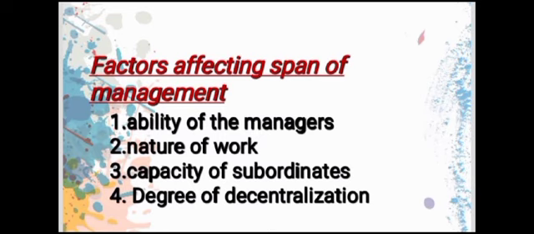Next, fourth one, degree of decentralization. Decentralization means the disposal of authority in the hands of many. If there is a greater degree of decentralization in the organization, then the span of management is greater. If there is a lesser degree of decentralization in the organization, then the span of management is less. These are the factors affecting the span of management.